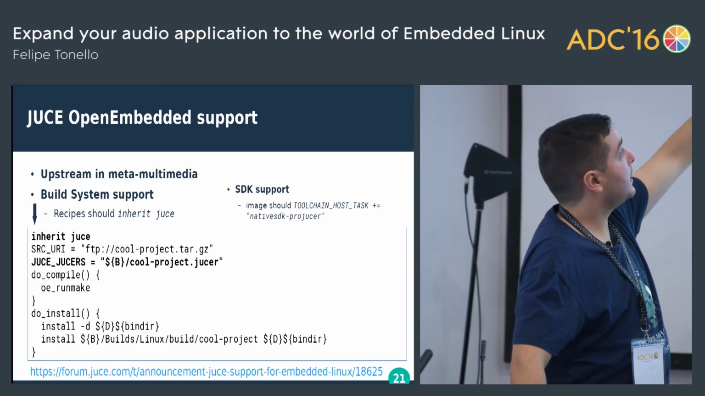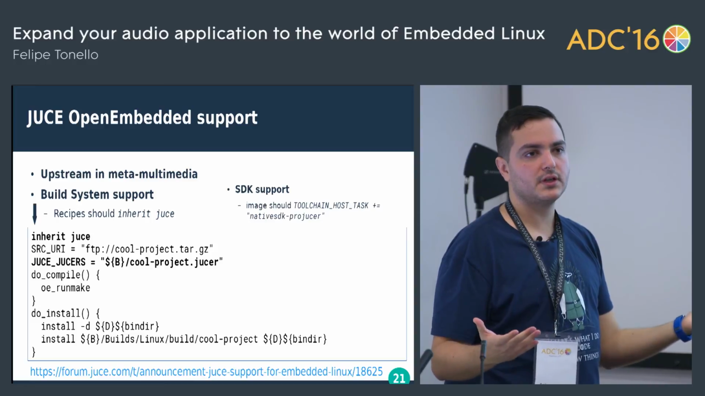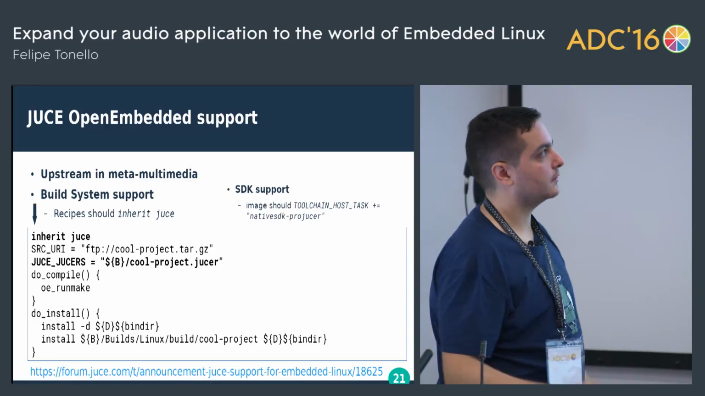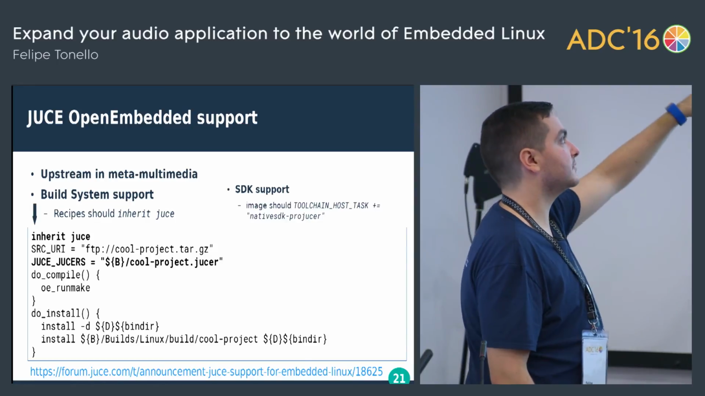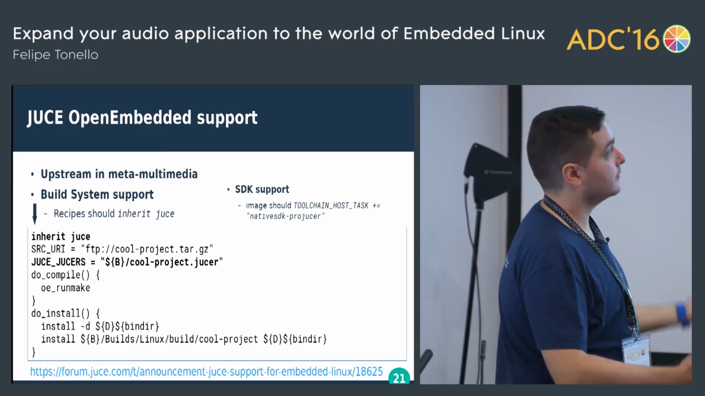This compile command, you have to run this OE run make, which is basically a wrapper function that has some other parameters around make. So in the build system context, you have to use this instead of make directly. So it's just make, basically.